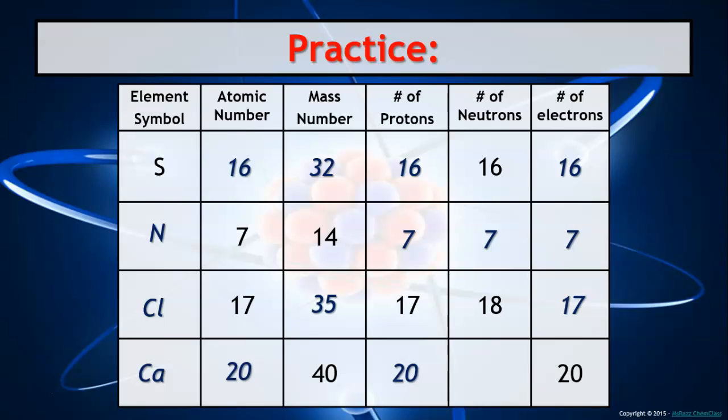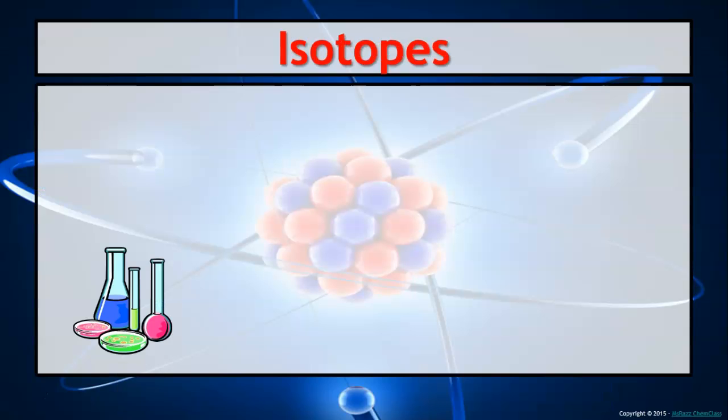And then if we take our mass number and we subtract either our atomic number or our protons, same thing, we will get our neutrons, which is 20. All right, we'll do some more practice with that another day. Right now we're going to move on to the topic of isotopes.